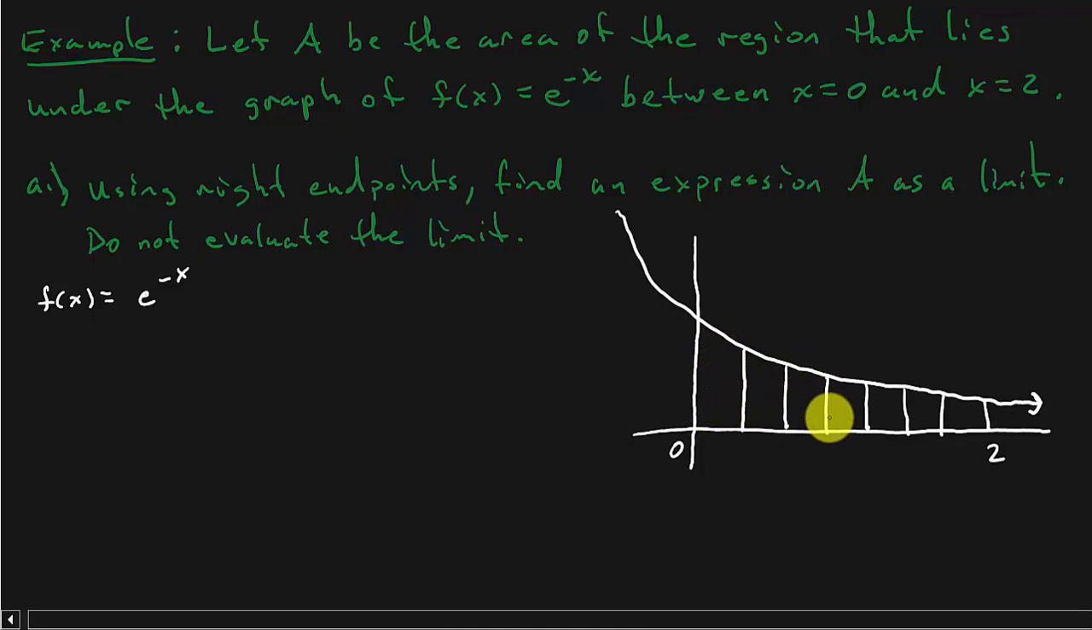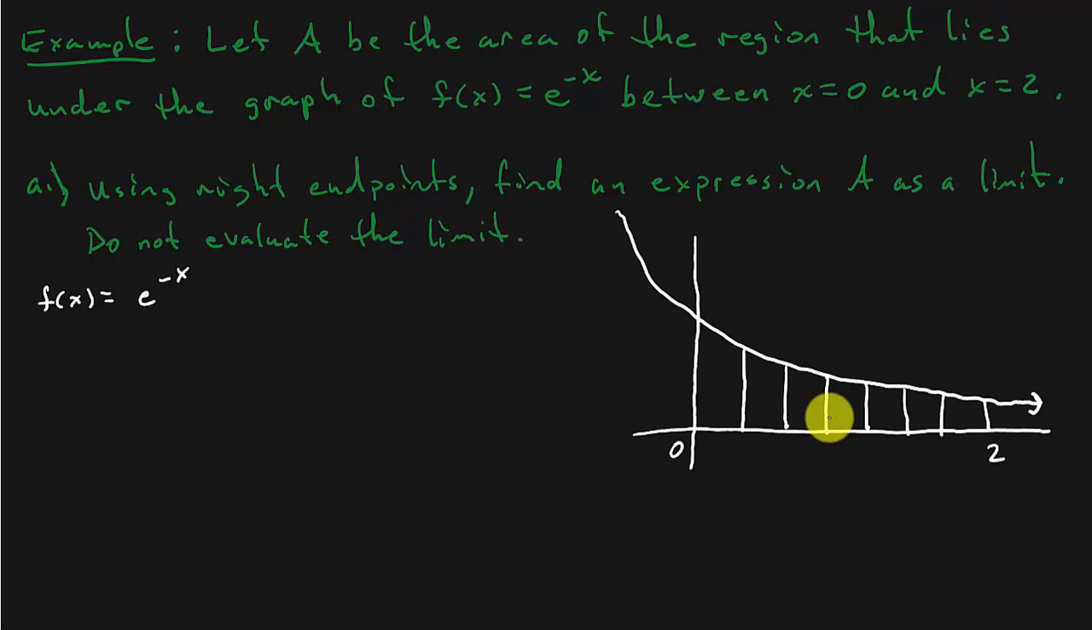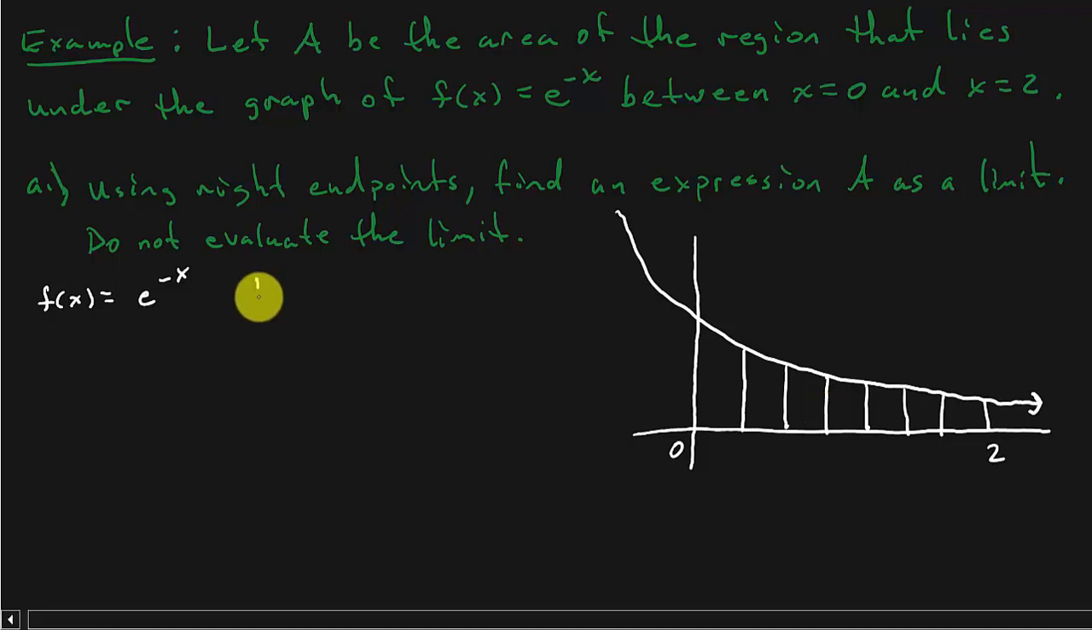All right. So, what do we need? Remember we're going from 0 to 2. So we need the width of each rectangle, right? So that's this width right here. Well, the width, delta x, is equal to what? 2 minus 0, remember, b minus a, divided by the number of rectangles. So that's 2 over n. All right?